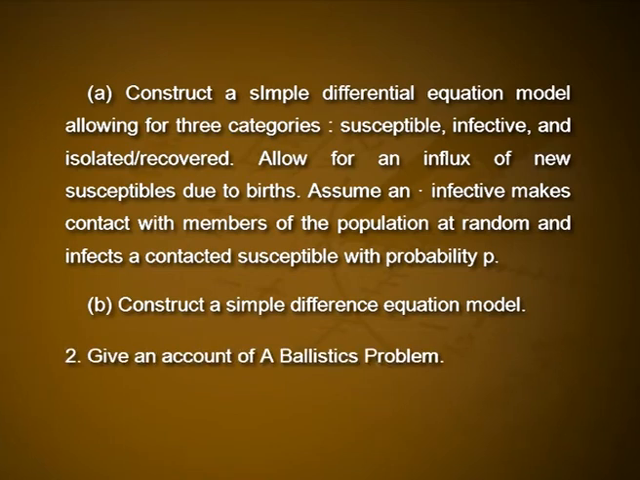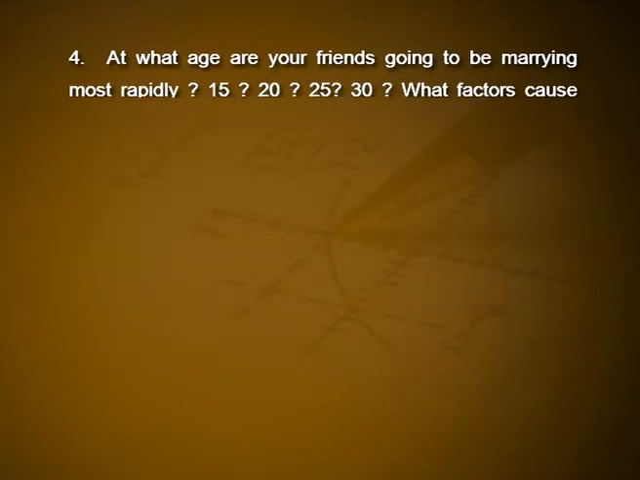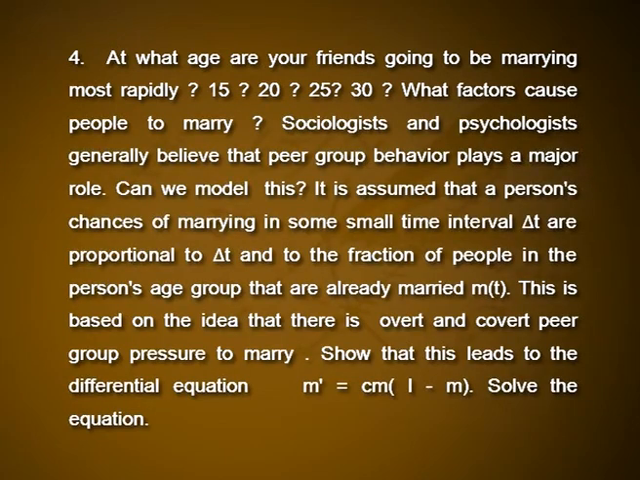Problem 2, give an account of the ballistics problem. Problem 3, consider a reaction of the form Mk plus Mn goes to Mk plus N plus H2O. Study the concentration of Mn of T. Problem 4, at what age are your friends going to be marrying most rapidly? 15, 20, 25 or 30. What factors cause people to marry?